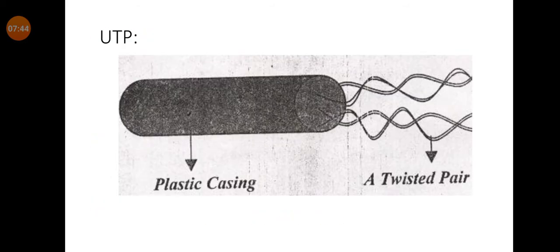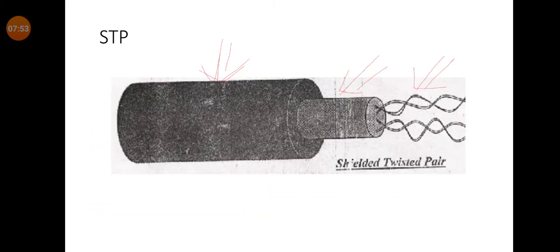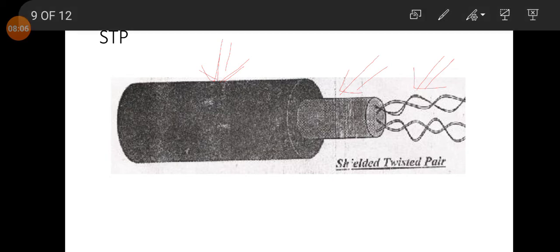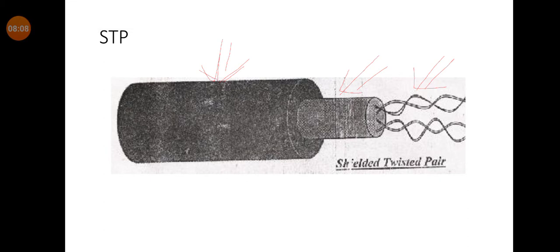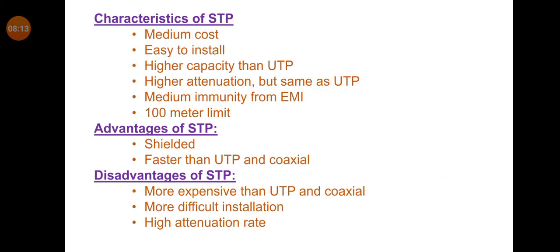In unshielded, only a plastic covering is there. No extra covering made of foil. Clear? But in shielded, there is one plastic covering, with one extra covering, and the cables are present within these two coverings. So that is why this is called shielded twisted pair. Now let us see the characteristics of shielded twisted pair.